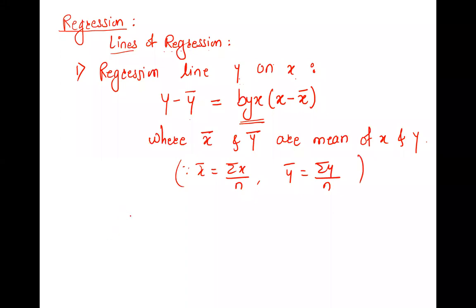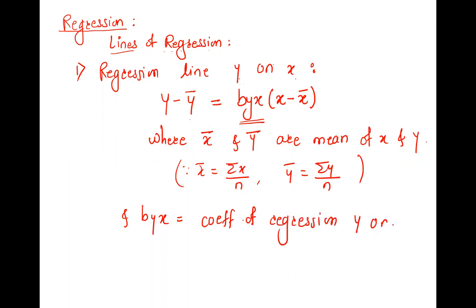And there is a new thing, byx. So byx is called the coefficient of regression y on x. Byx, if y comes first, it is y on x. For the line y on x, y comes first, x comes later. In byx, in this term also, y comes first, x comes later. This is how you remember it.